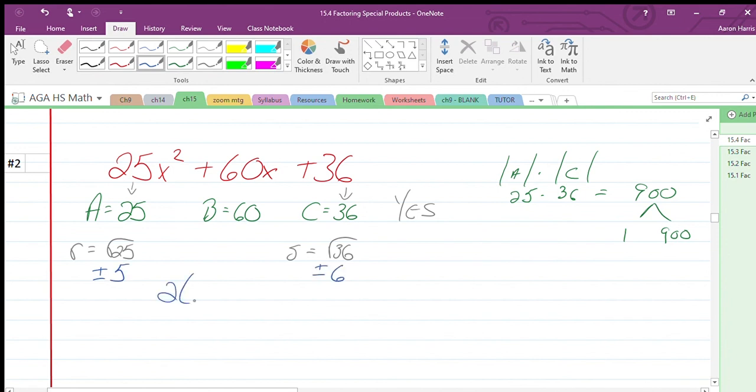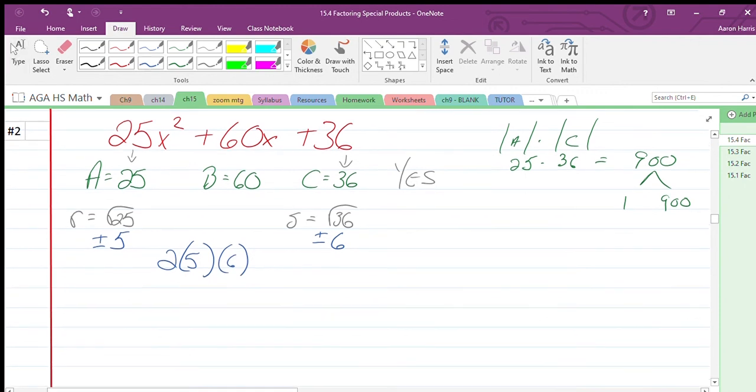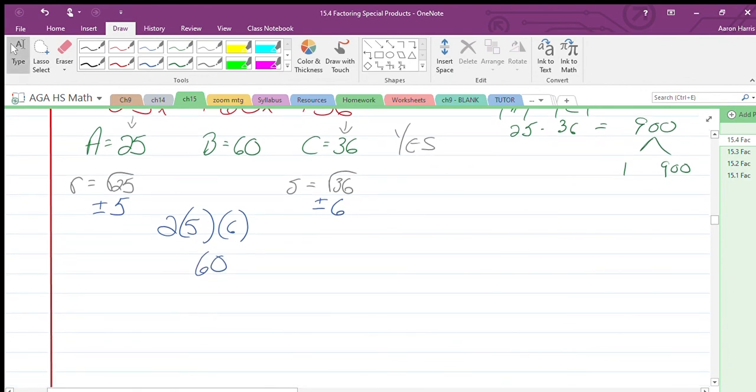So that means 2 times, well, B is positive. So that means I just have to use the positive version. Okay? 2, 5, and 6. Does that work? 2 times 5 is 10. 10 times 6 is what? 60. Yes, it works.